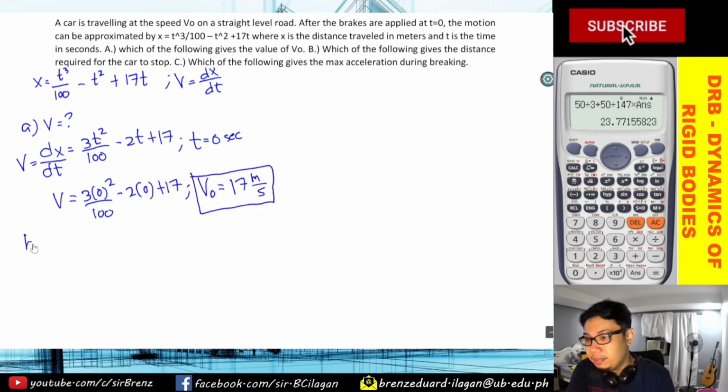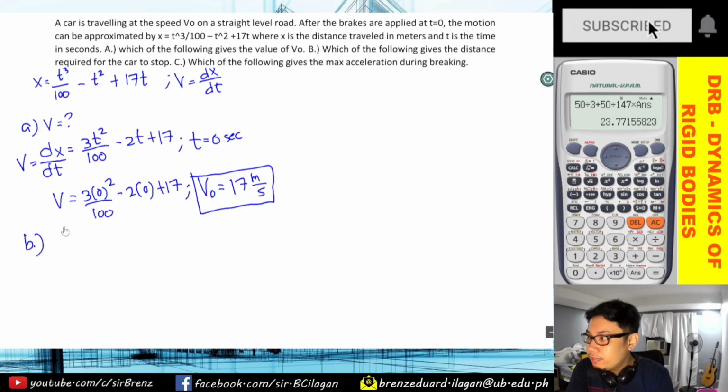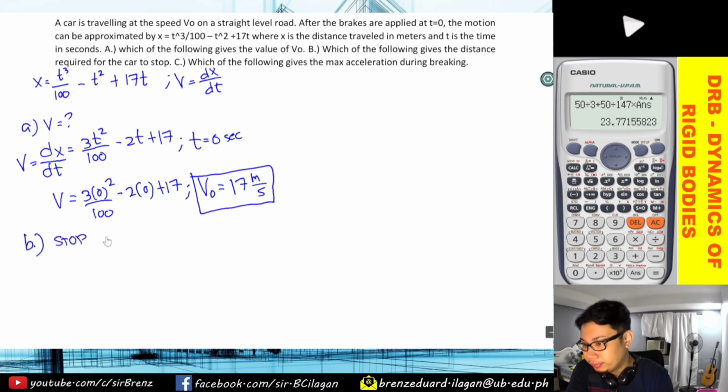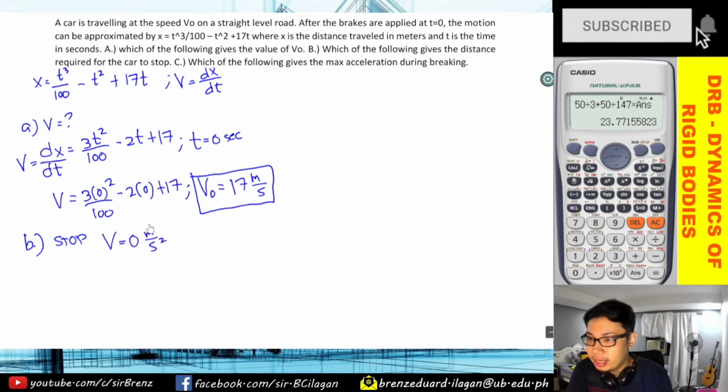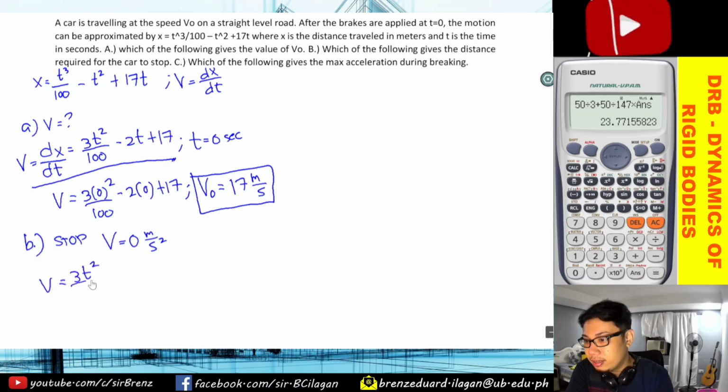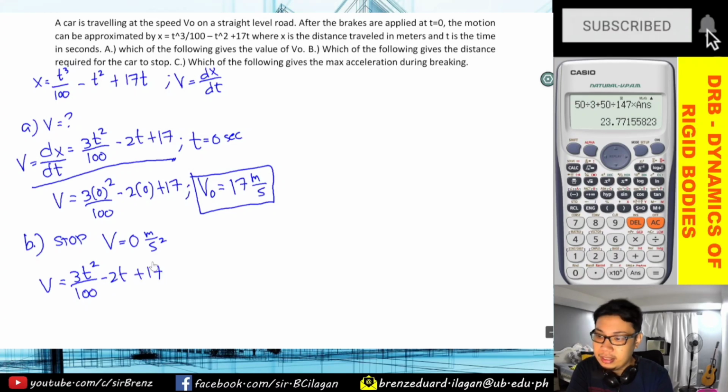Alright, so for letter B, guys, ano bang hinahanap? Which of the following gives the distance required for the car to stop? So, yung word na stop, meaning yung velocity natin should be equals to 0 meter per second. So, gawin mo, using this equation yung nakuha nga natin kanina. Ayan. So, lagay mo lang dito. So, velocity is just equals to 3t squared over 100 minus 2t plus 17. So, equate mo lang siya to 0.